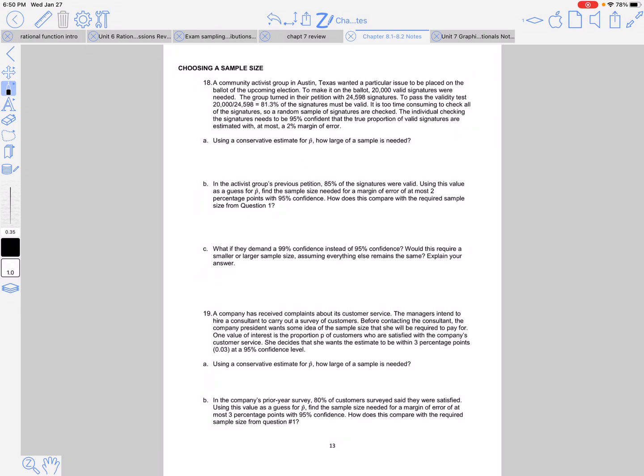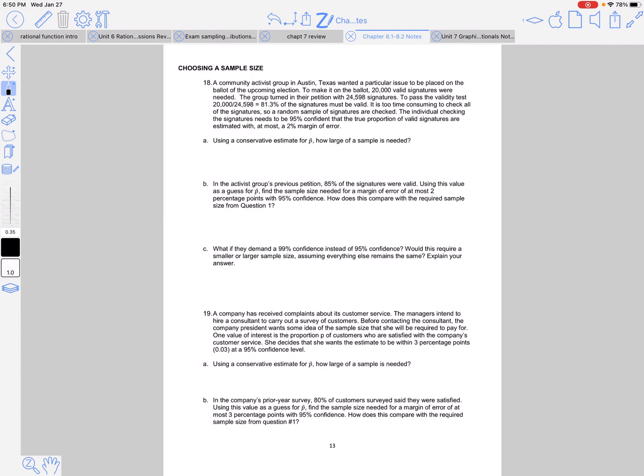Okay, and the last concept that we need to know is how are you going to know how big your sample size should be, besides that it has to be normal? What are you going to do for your sample size? All right, so we're going to use a conservative estimate for p-hat. Looking at it: use a conservative estimate for p-hat, how large of a sample is needed.